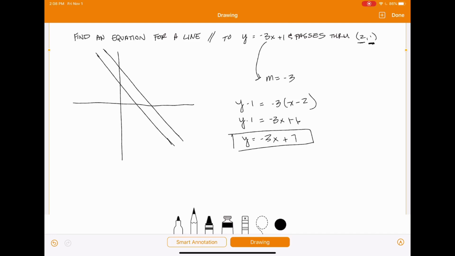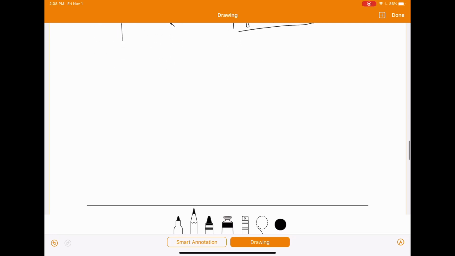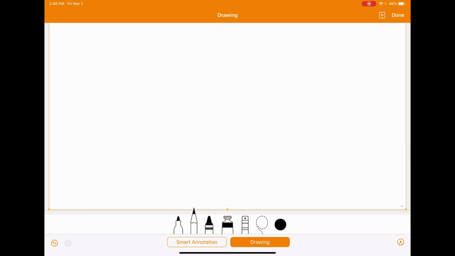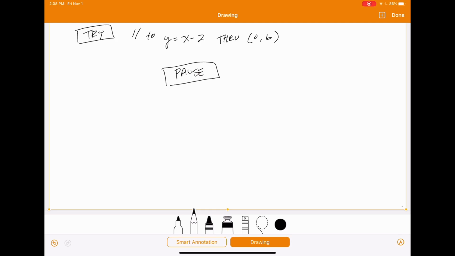All right, so go ahead and try this one. If you want a line parallel to y equals x minus 2 and passes through (0, 6). All right, go ahead and pause the video and solve that out.